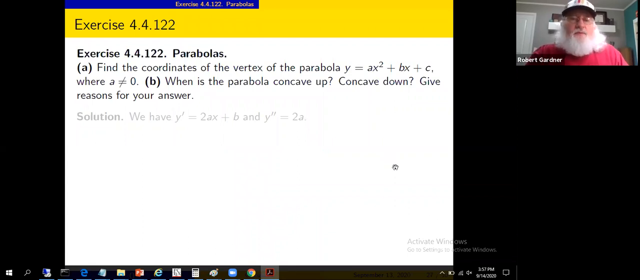A handful more of these things. Number 122, actually a little bit easier, says find the coordinates of the vertex of the parabola y equals ax squared plus bx plus c, where a is non-zero. Where is the parabola concave up, concave down, and explain your answers. Okay, vertex of a parabola.